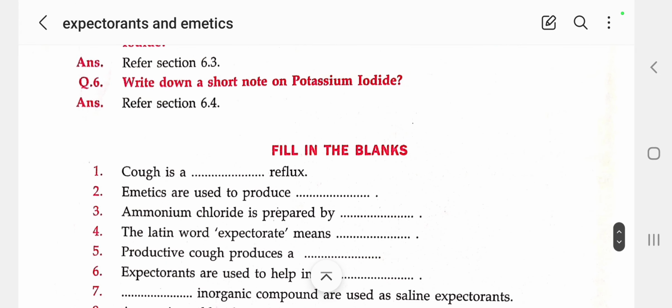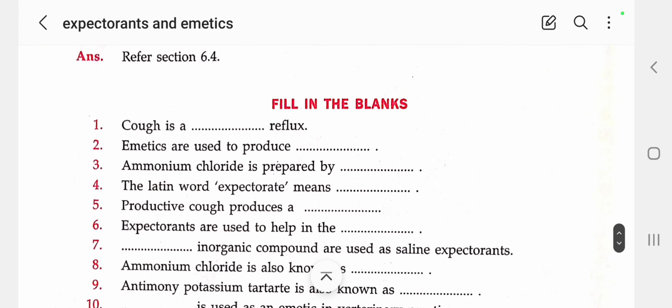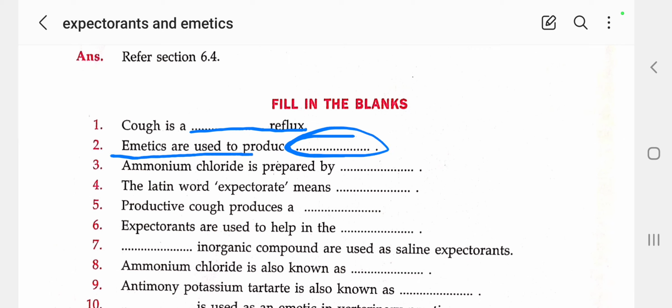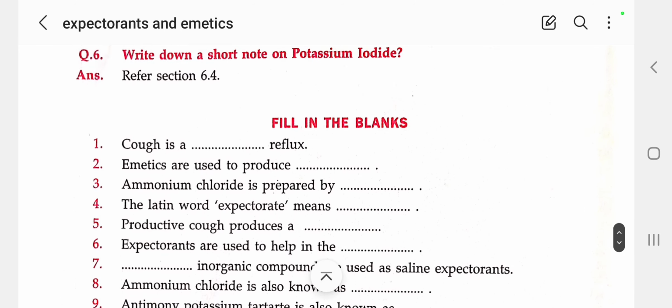So next we'll see about fill in the blanks. Cough is a protective reflex. What is the first answer for this one? Cough is a protective reflex. Second one, emetics are used to produce vomiting. Emetics are used to produce vomiting. Next one, ammonium chloride is prepared by Solvay process. So ammonium chloride is prepared by Solvay process.